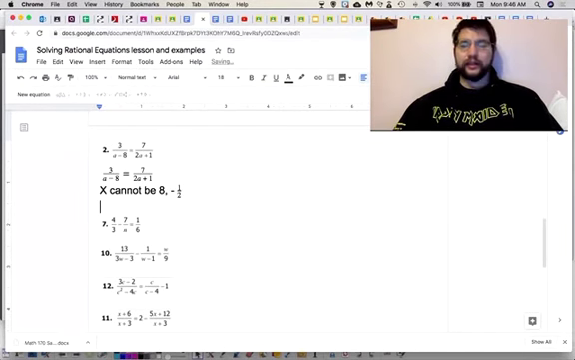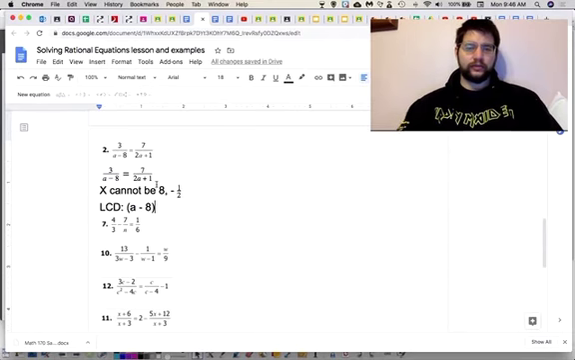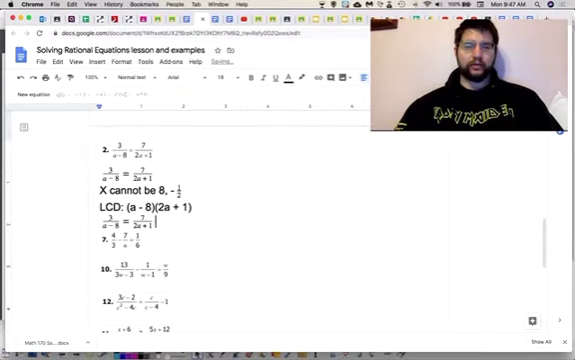Now the next step is to determine your LCD. My first denominator is a minus 8. I have to have that. It doesn't duplicate over here, so 2a plus 1. Okay, that's it. That's my two denominators. Just shove them together. So now our next step is to multiply by that LCD.